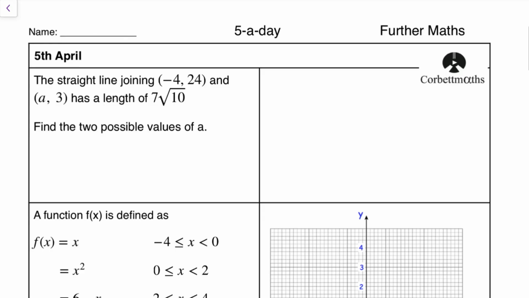Let's just jump straight to the first one. All right, what do we have? A straight line joining 2 points has length of this. Find the two values.